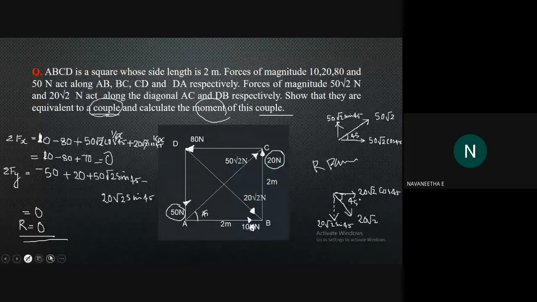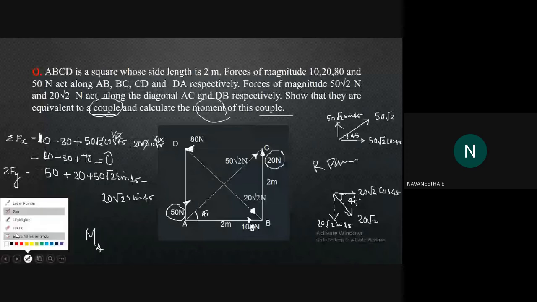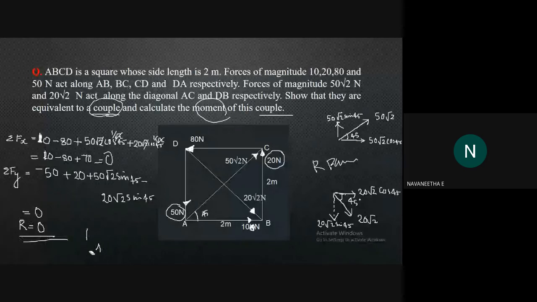We have to calculate the moment. You can calculate the moment about any of the points, that should have a value. So you can find out the moment about A. How can we find out the moment about A? I'm erasing all the values here. So find out the moment about A.